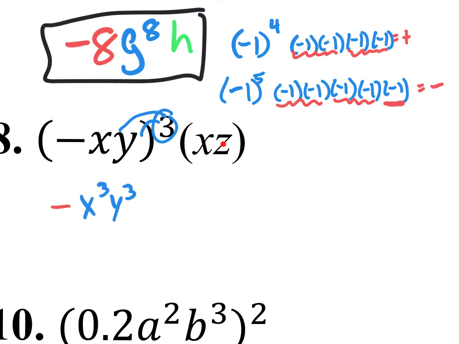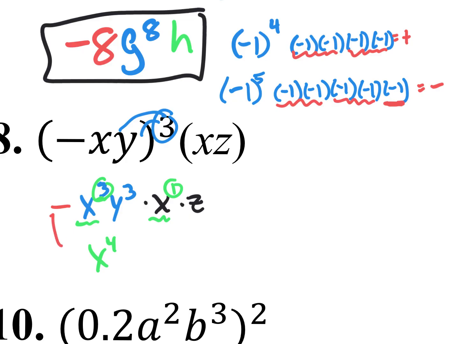Now, what about these guys over here? There's no power to distribute, so you're just going to bring down the multiplication of x and the multiplication of z. So you're going to have times x times z. And then you use rule 1 to add the exponents. You have an x to the third right here and an x to the 1 right there. Add 3 plus 1, and you'll get x to the fourth.